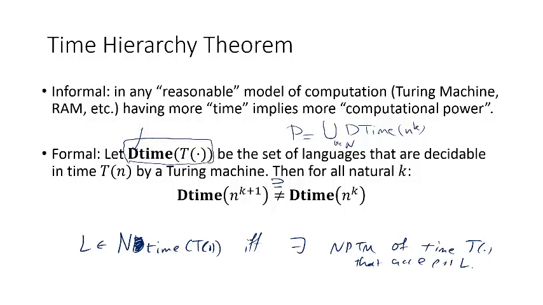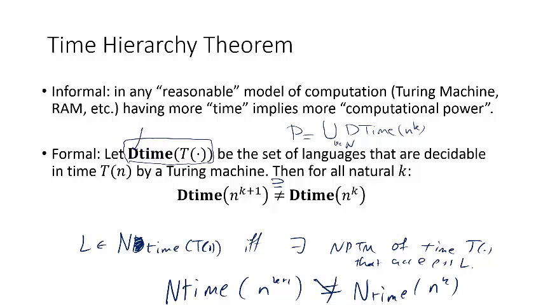So why did I define that? Well, there is a very similar theorem corresponding to this, that actually shows that non-deterministic time n to the k plus 1 is also more powerful than non-deterministic time n to the k. So this theorem is true, and the proof is very, very beautiful and elegant. However, we won't cover it in the class. The first theorem, which we will see in the future, uses the same proof.